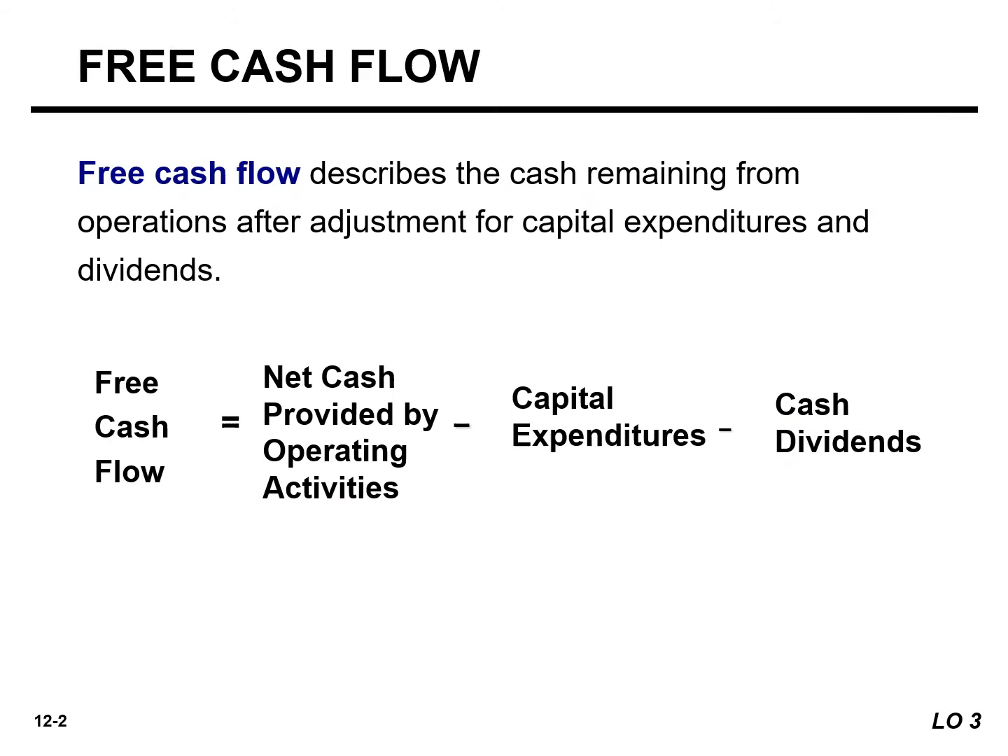In the statement of cash flows, net cash provided by operating activities is intended to indicate the cash generating capability of a company. Net cash provided by operating activities fails to take into account that a company must invest in new plant assets just to maintain its current level of operations. A company must also at least maintain dividends at the current level to satisfy investors.